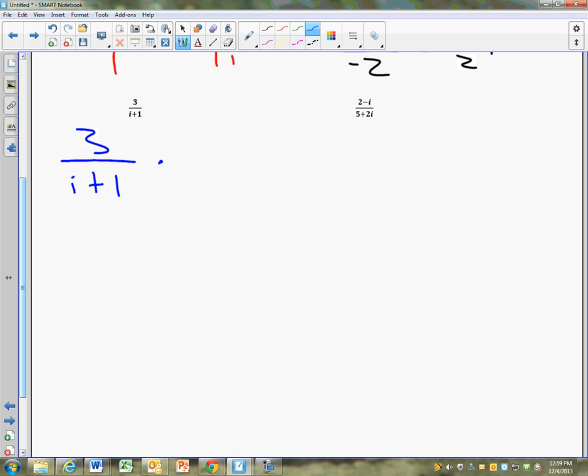Alright, this one's different. What makes this one more difficult? You know, the reason why this is difficult is if you multiply the bottom by I, then you get I minus 1. Because 1 times I is I times I is negative 1. So did the I go away in the denominator? It did not.